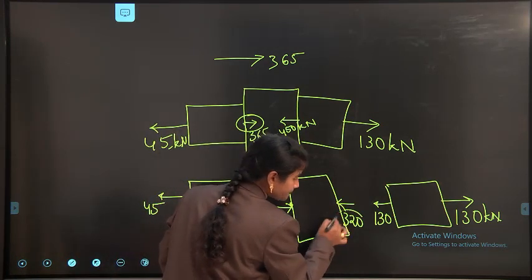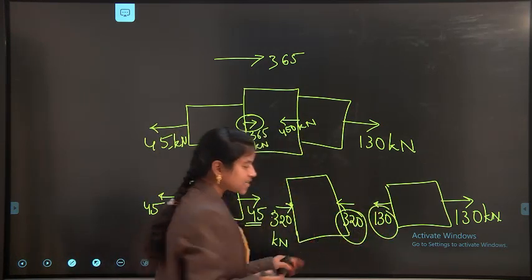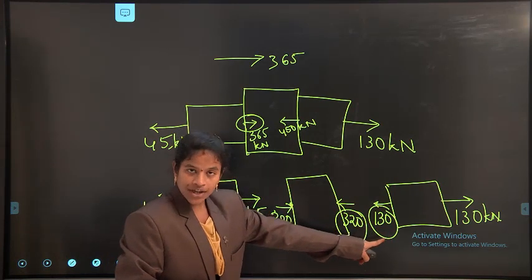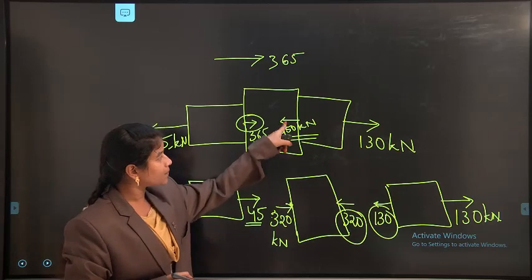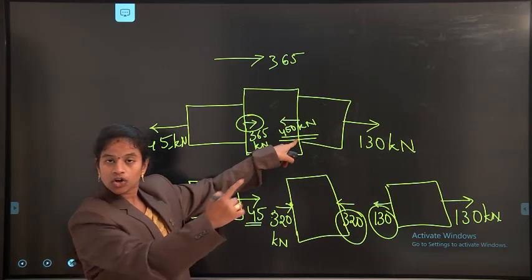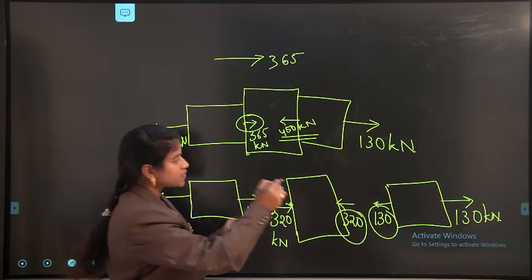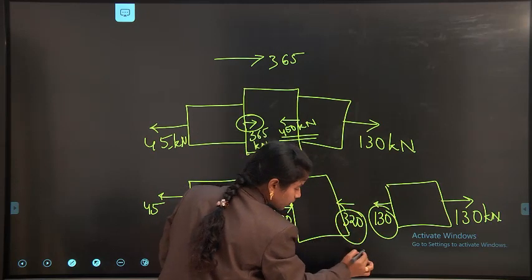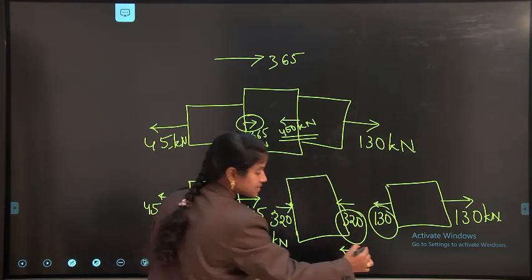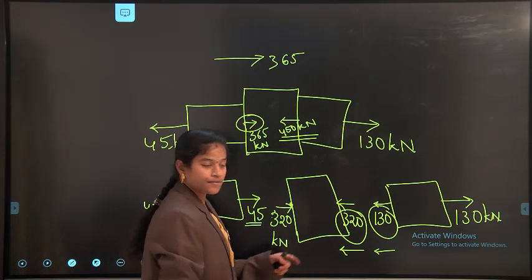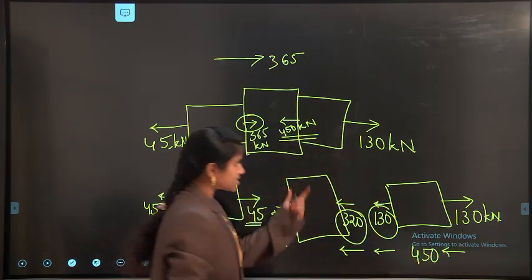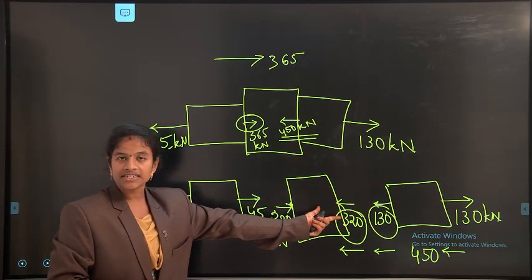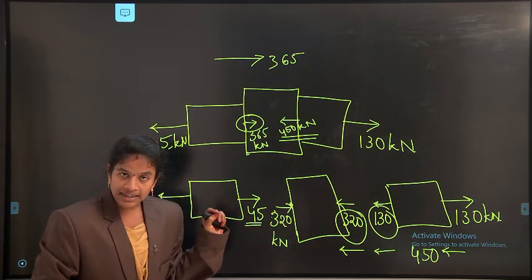How can we check? Using these two, I should get the force at this point in that direction. Here I have 450 kilonewton in that direction, right? So here I have 320 in this direction plus 130 in this direction. Finally, I am getting 450 in this direction. So this is also satisfied. How am I getting this?